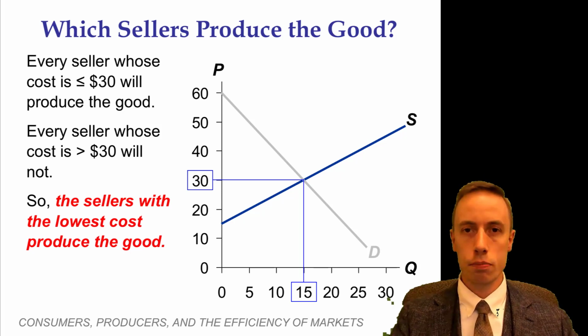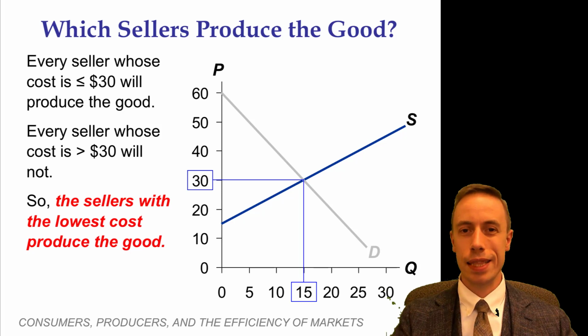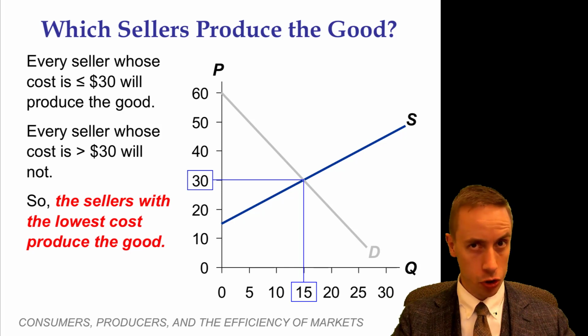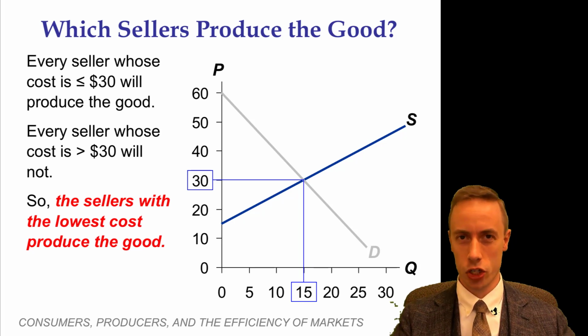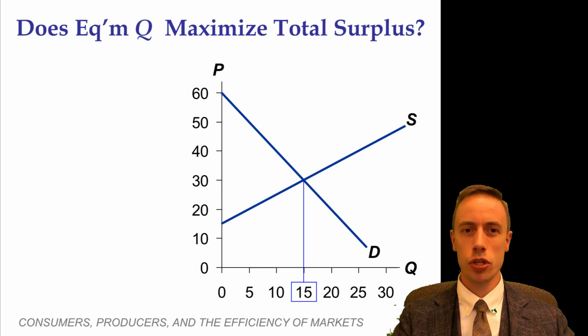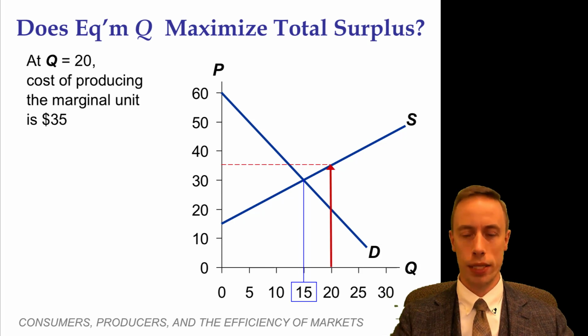Is the market producing the right number of shoes? Is it producing all the shoes that generate a positive number for total surplus and no shoes that would generate negative numbers? Well, let's have a look. Let's start with a very specific shoe. Let's talk about shoe number 20.